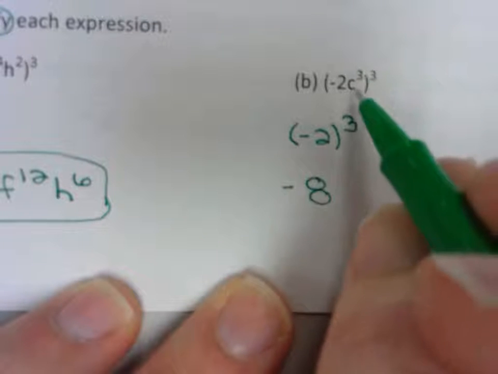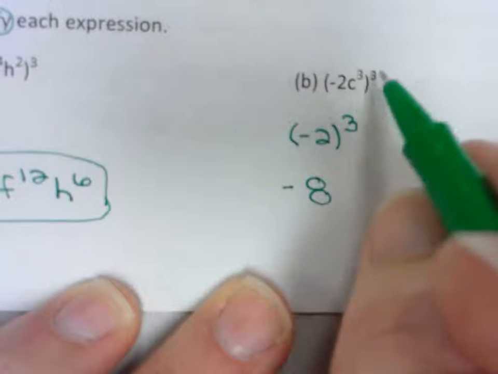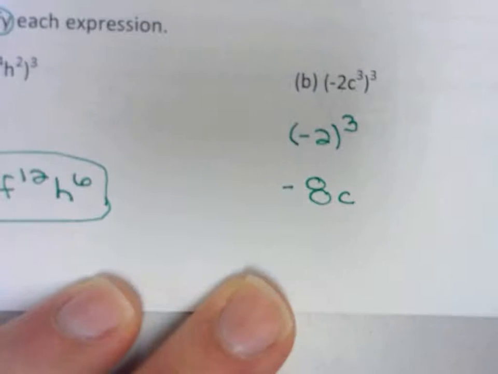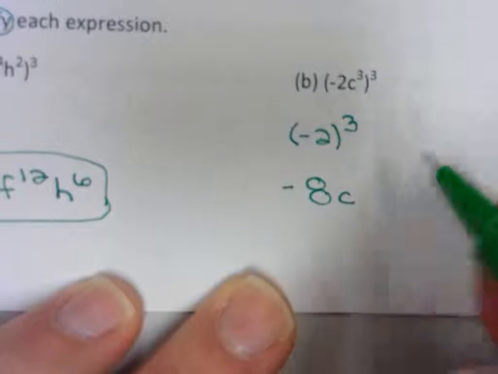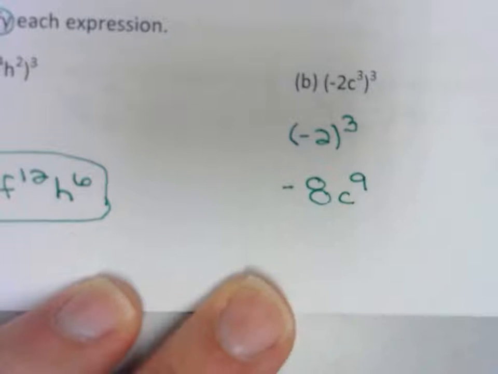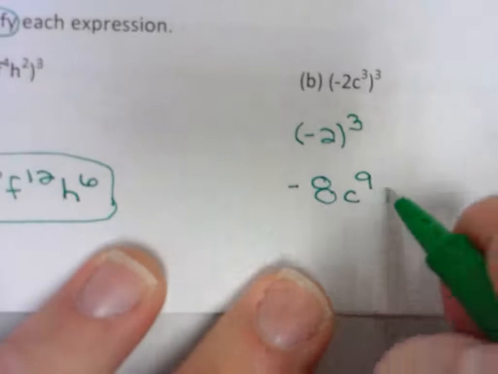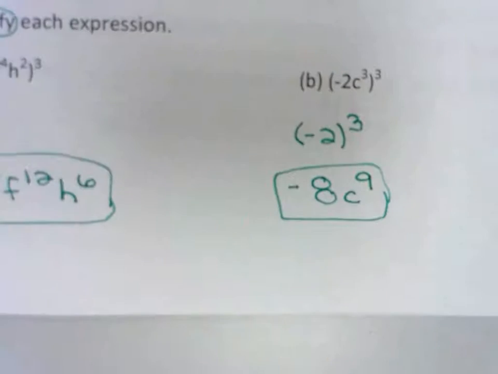Now I look at my C. What do I do with my exponents? If I have an exponent to an exponent, I do what with them? Multiply. So that's going to be C to the 9th. Whole number is reduced, no repeating variables, no negative exponents. So that is simplified. So those are the 3 things you're checking for to make sure it's simplified. Okay, a couple more. Any questions so far?